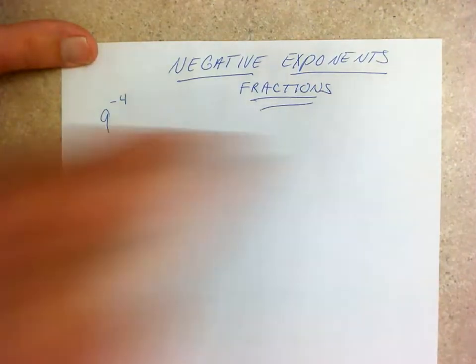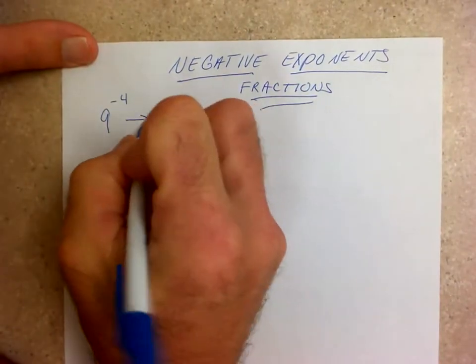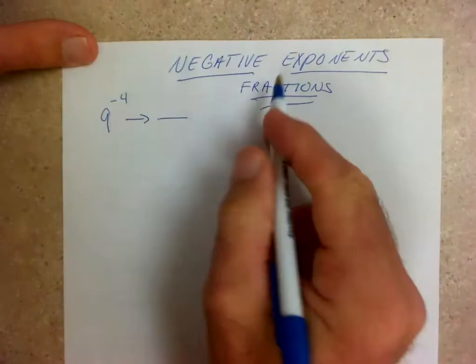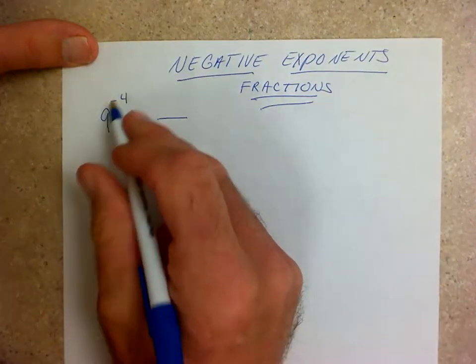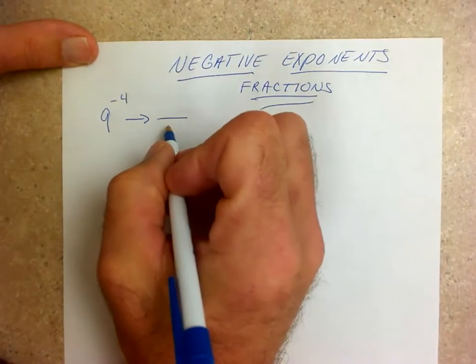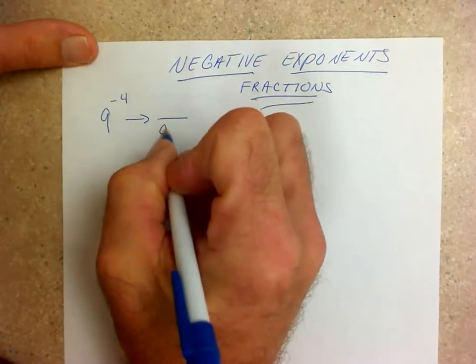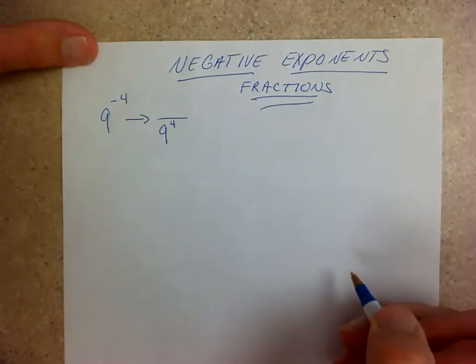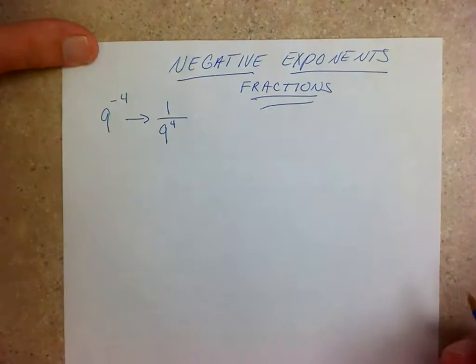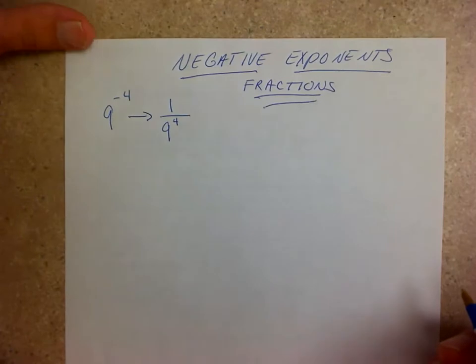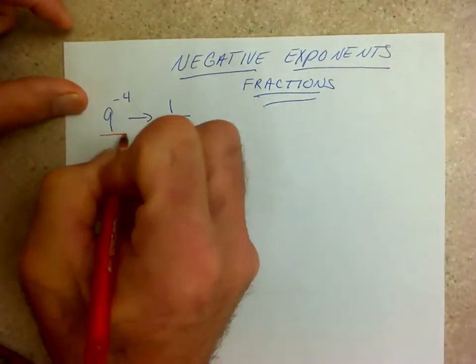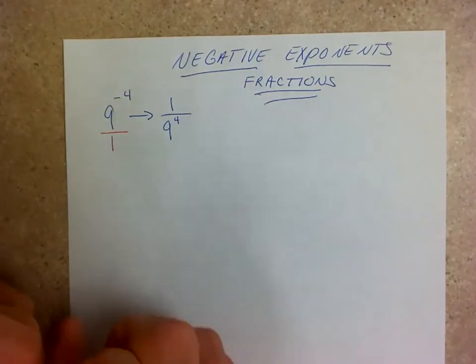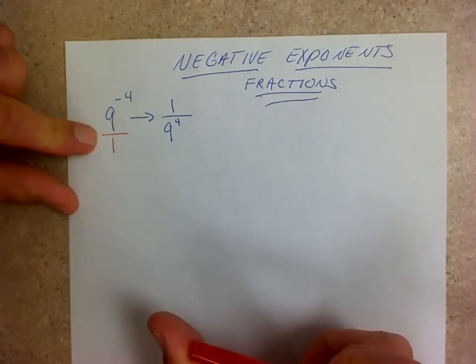And what we realized in class today, real simple, since we now know that it's going to create a fraction: 9 to the negative fourth power is equivalent to 9 to the fourth power being placed in the denominator of a fraction, with 1 on top. In actuality, if you want to look at it this way, we can represent 9 to the negative fourth power as a fraction by placing it over 1.